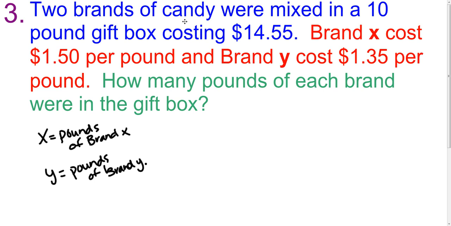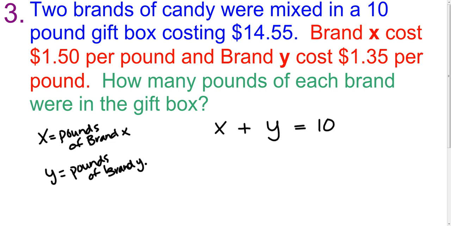All right, so now we need to make some equations. So it says I'm mixing two brands of candy to make 10 pounds, okay? So basically I'm taking, I don't know how many pounds of brand X, and I don't know how many pounds of brand Y, but when I mix those two, however many pounds of X and however many pounds of Y I have, I get 10 pounds total, okay?